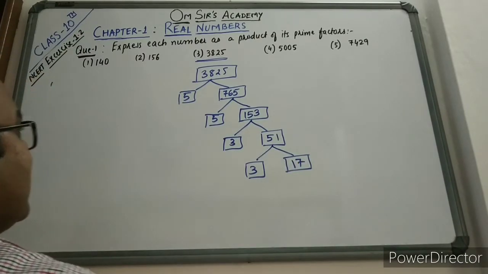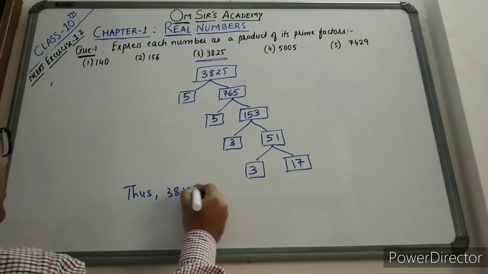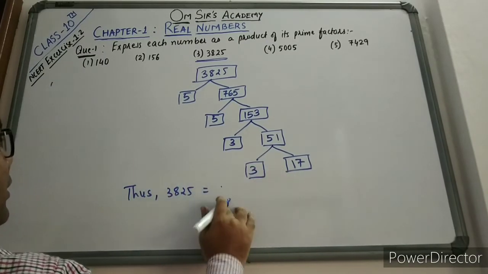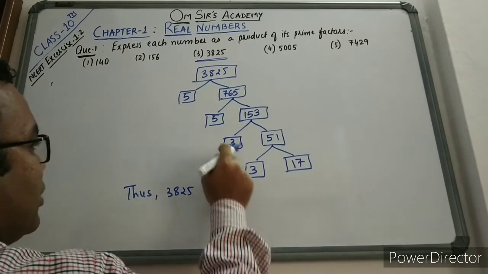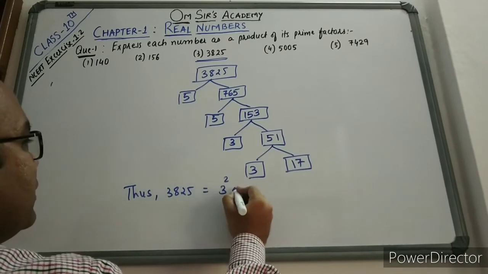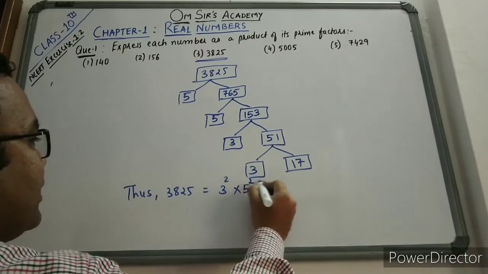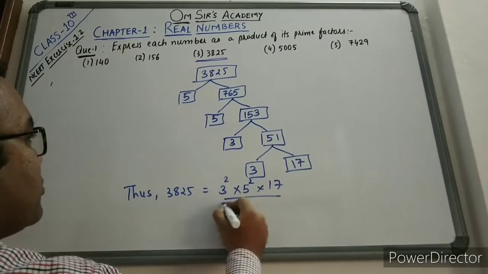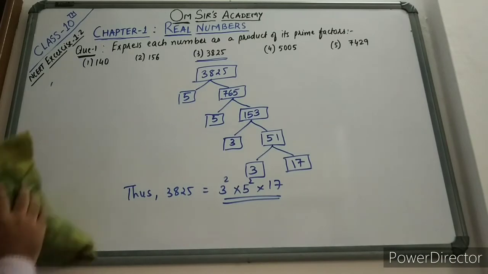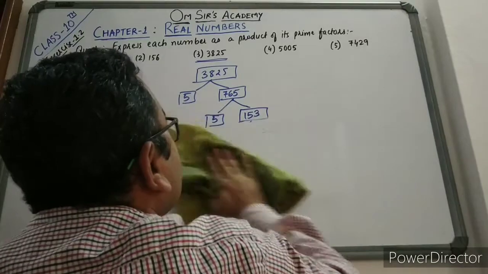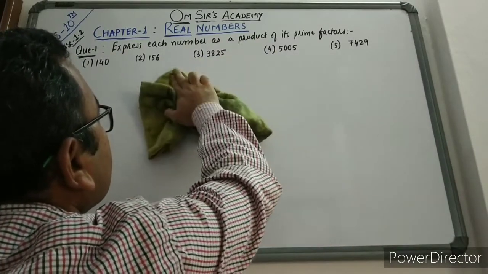So what will be the product of primes of 3825? If I write it in order, 3 will come first. How many 3's are there? There are 2 3's, so 3 squared. There are 2 5's, so 5 squared into 17. So this is my answer 3. Is it clear friends? Now we move to the next question, that is question number 4.